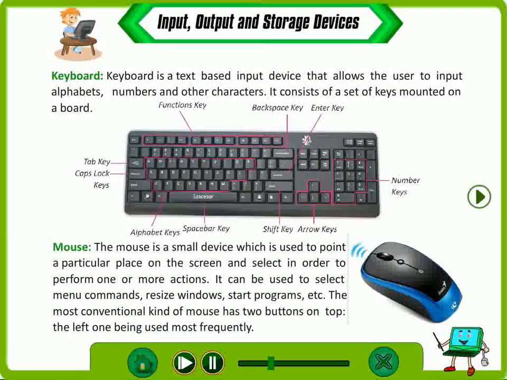Mouse. The mouse is a small device which is used to point to a particular place on the screen and select in order to perform one or more actions. It can be used to select menu commands, resize windows, start programs, etc. The most conventional kind of mouse has two buttons on top, the left one being used most frequently.